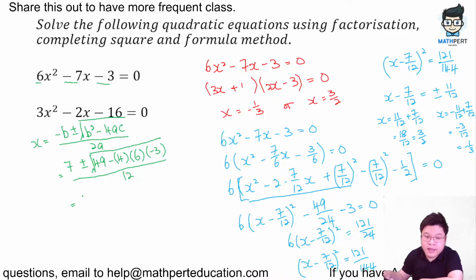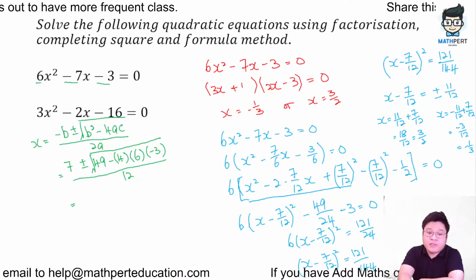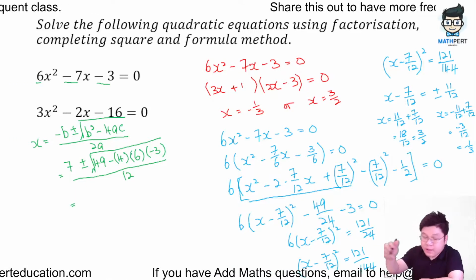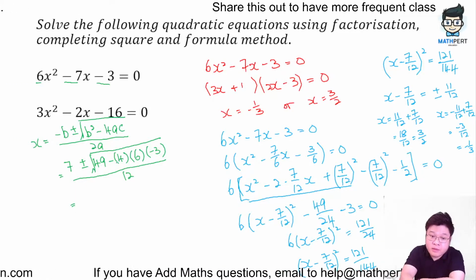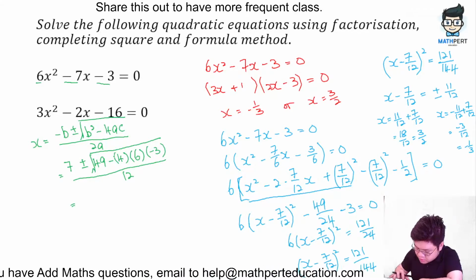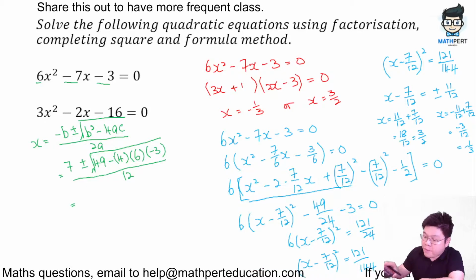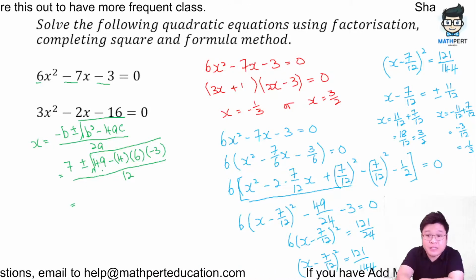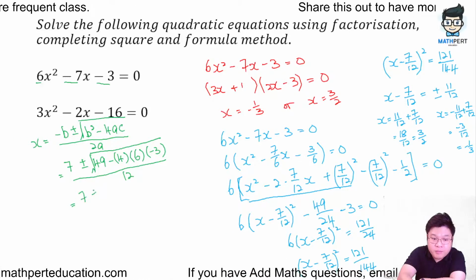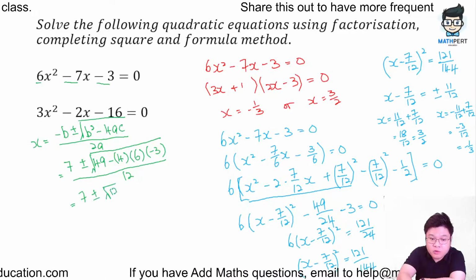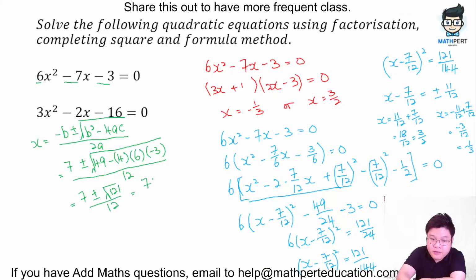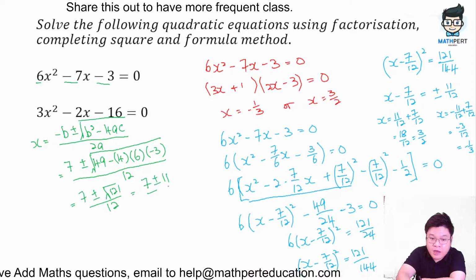So 49 minus 4 times 6 times negative 3, what do you get? Sorry, you get positive, let me check first. You get positive 72. 49 plus 72, you get 121. So 7 plus minus square root 121 out of 12. So square root of 121 is 11, and you get 7 plus minus 11 out of 12.